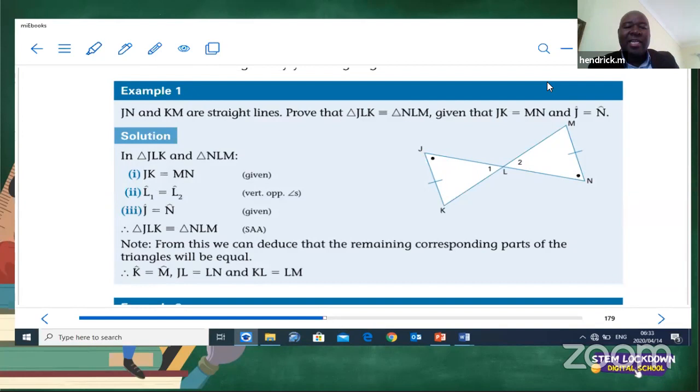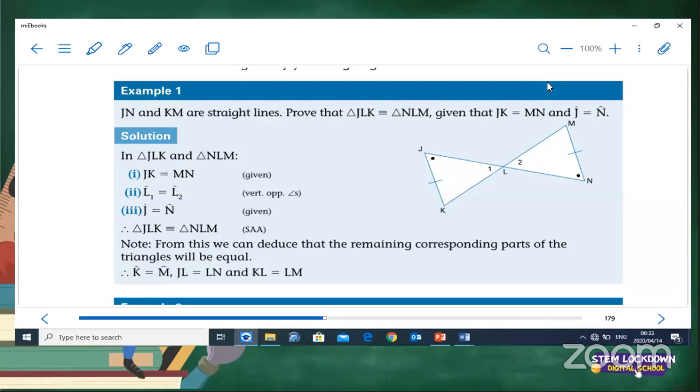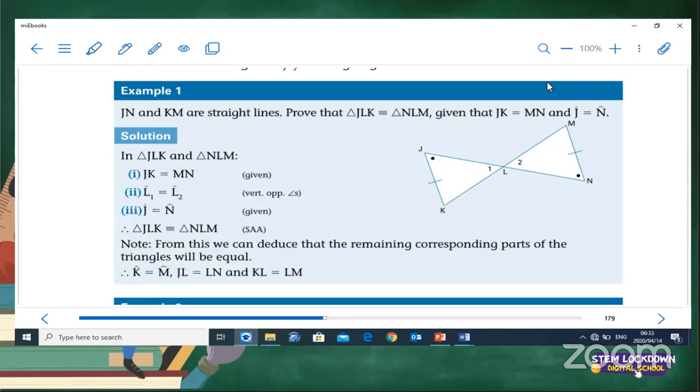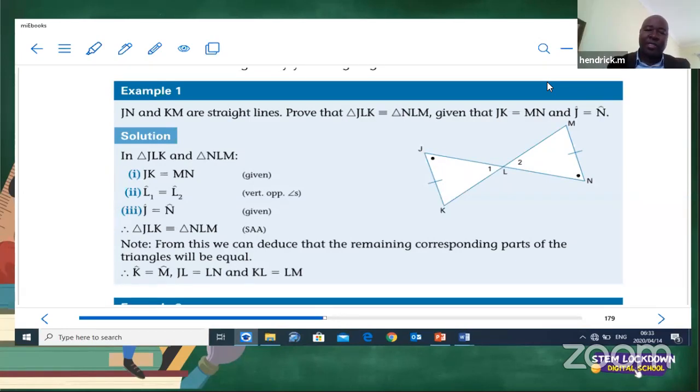Yes, angle J is equal to angle N because you are given that information. This is the information that is given to you. If you can check the example, we said that JN and KM are straight lines to prove congruence, but you are also given that information. So that is the reason. Okay, thank you very much. Is there any other question at this point?